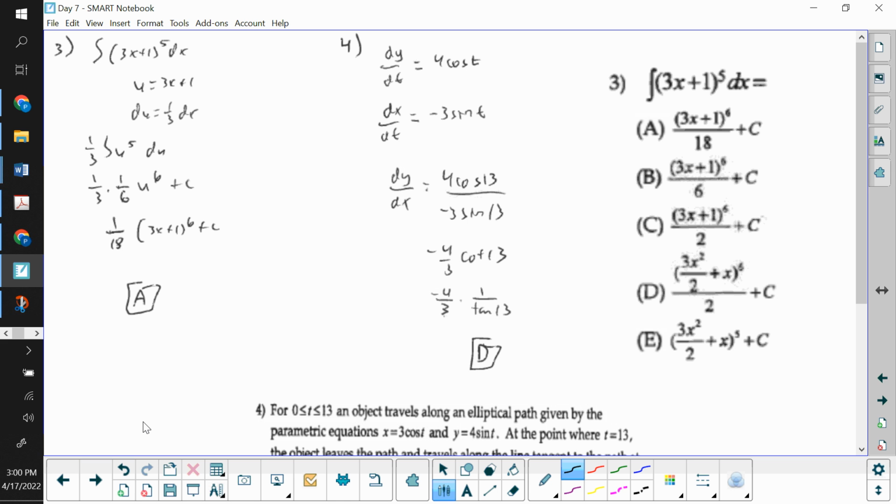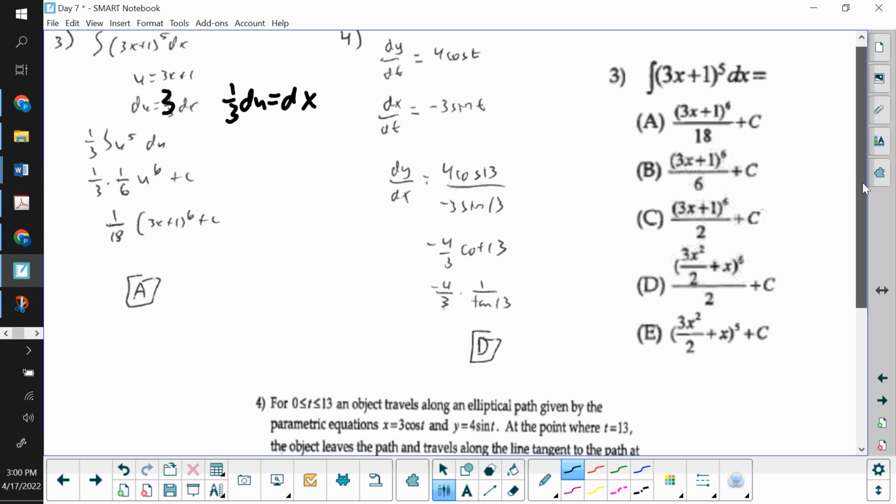For 3, we've got an integral. We got to do u substitution, so let u equal 3x plus 1. We'll have a 1/3 d... Actually, hold on 1 second. This should say 3dx. So we'll have 1/3 du equals dx. We have a correction of a third there. After you do your antiderivative, don't forget your plus c. Fill back in the u. We end up with choice A.